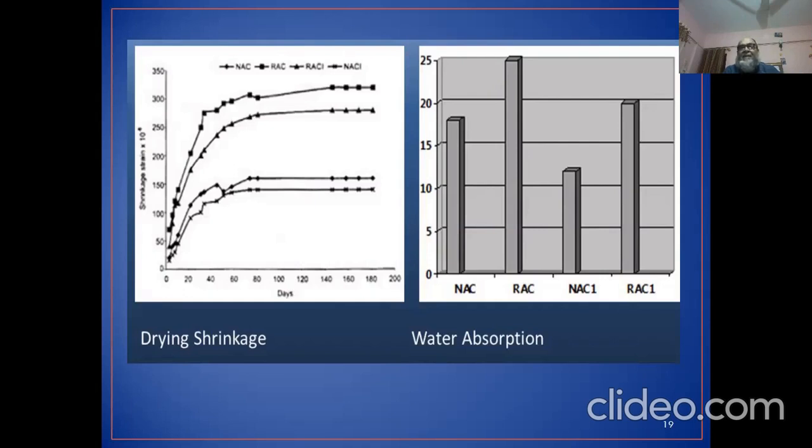And if you compare NAC on the left and RAC on the extreme right, you feel that if you add 10% fly ash, the shrinkage value and the water absorption value is more or less the same. So that's the advantage. One is the compressive strength, and then adding RAC with fly ash will give you something equivalent to natural aggregate concrete, as depicted from this diagram, this data.